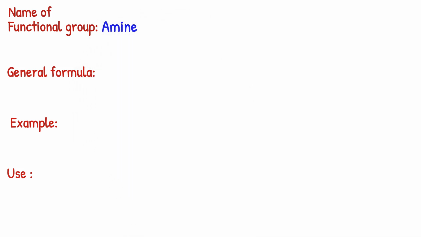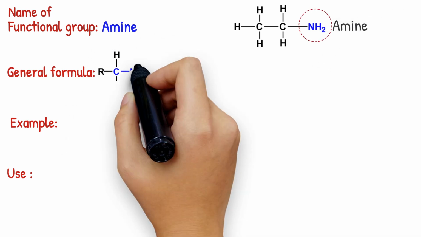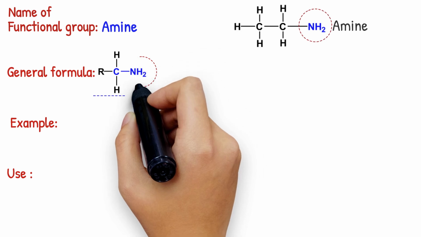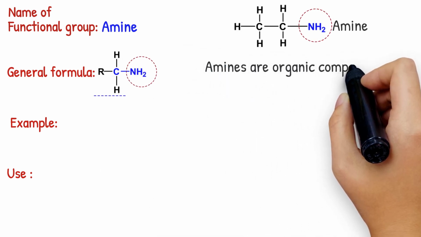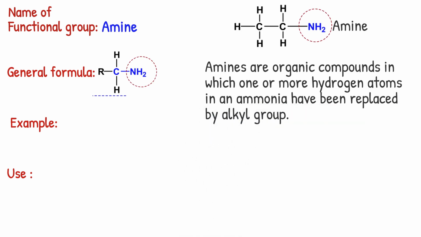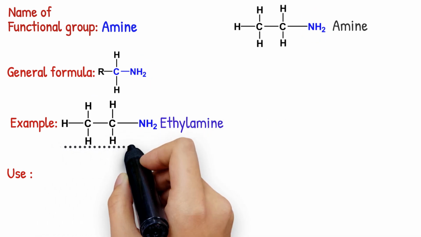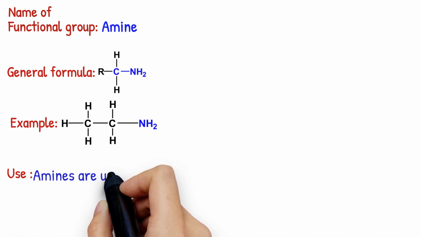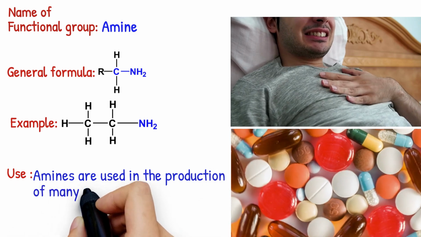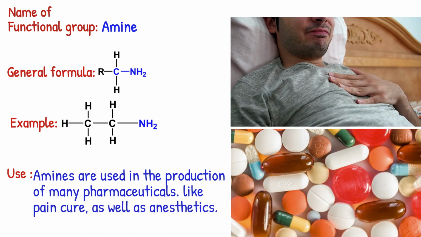Amine functional group. Consider the following example. This is an amine. When hydrogen of ammonia is replaced by alkyl group, you get amine. This part is amine functional group. The general formula of amine is alkyl group bonded to NH2. Amines are organic compounds in which one or more hydrogen atoms in an ammonia have been replaced by alkyl group. Example of amine: ethylamine. The chemical formula of ethylamine is this one. The uses of amines. Amines are used in the production of many pharmaceuticals, including pain cure like morphine and Demerol, as well as anesthetics like Novocaine.